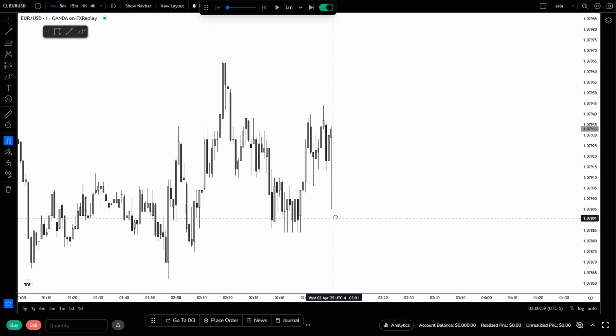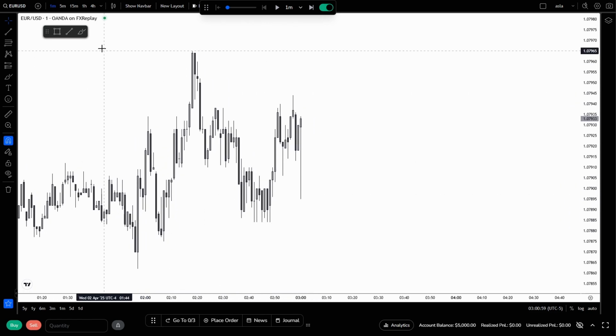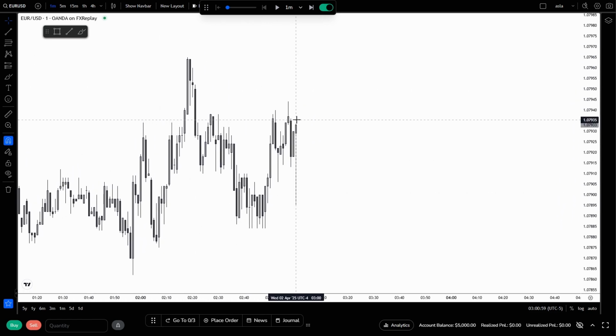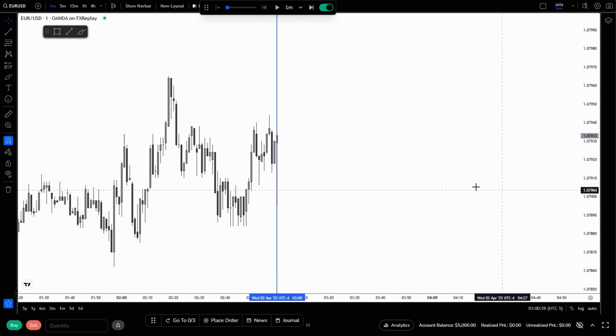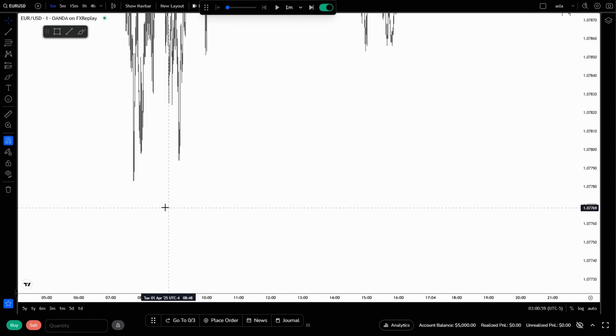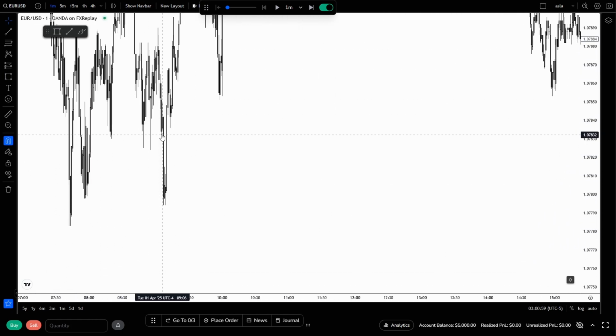Now let me show you some real examples of ICT Silver Bullet during the London session. So the first thing we're going to do is open the charts at 3 a.m. New York time and identify our draw on liquidity. For the draw on liquidity, if we move down here, we can see some unfilled inverse fair value gaps that we're going to target. Based on this, our bias is bearish.